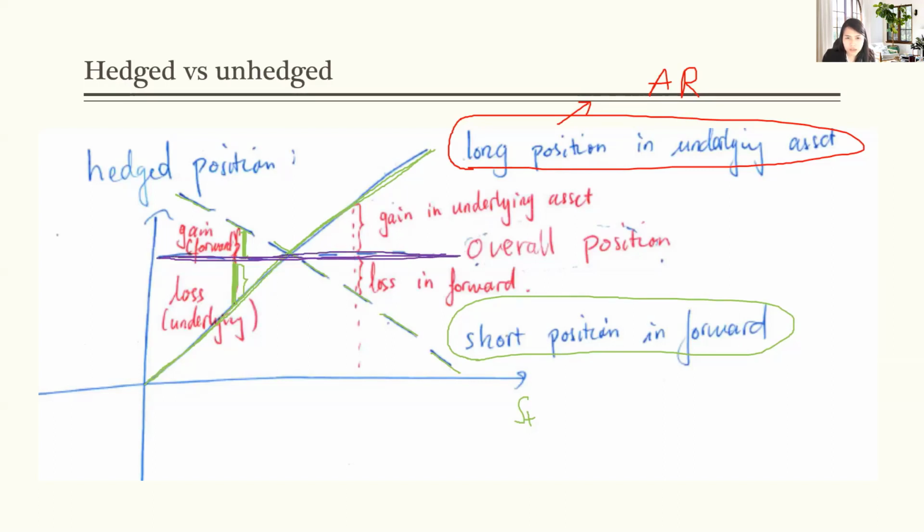Basically, using a forward hedge, I have fixed the amount that I expect to get from my account receivable in this case. So my overall position does not change with the exchange rate. By using forward hedge, you pretty much know what you're going to get in the future.